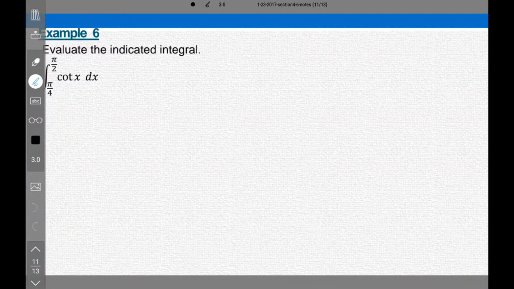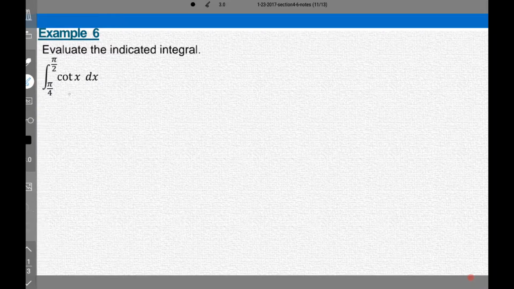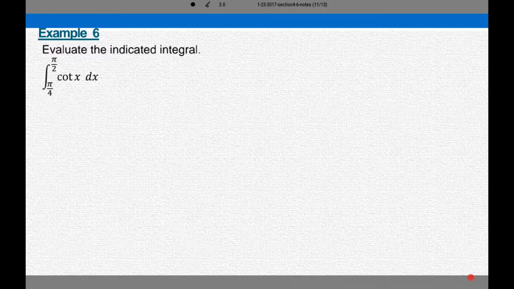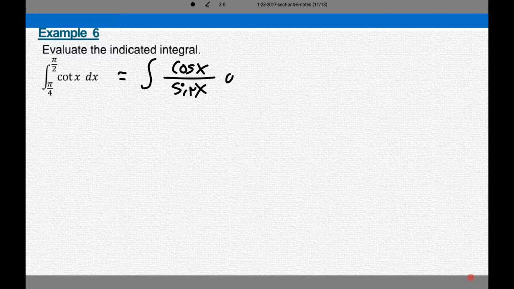All right, and to our last example here, we've got an integral from pi over 4 to pi over 2 of the cotangent of x. So, we might look at our antiderivative page and say, hey, there's not one of these on there. But I know that cotangent is just cosine of x over sine of x. And we can now do something with that.